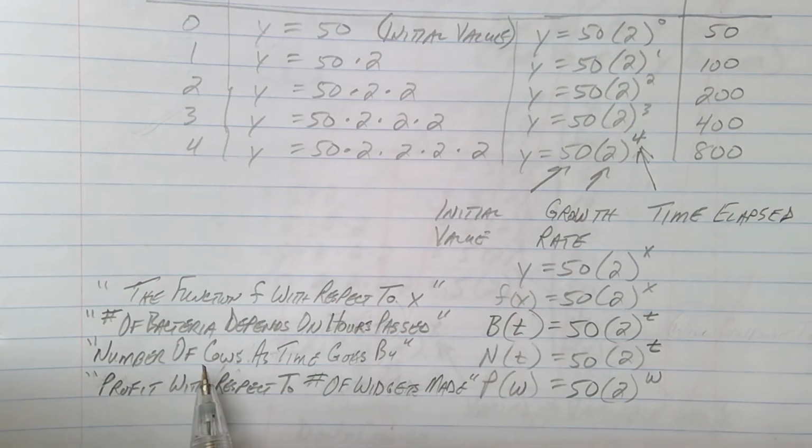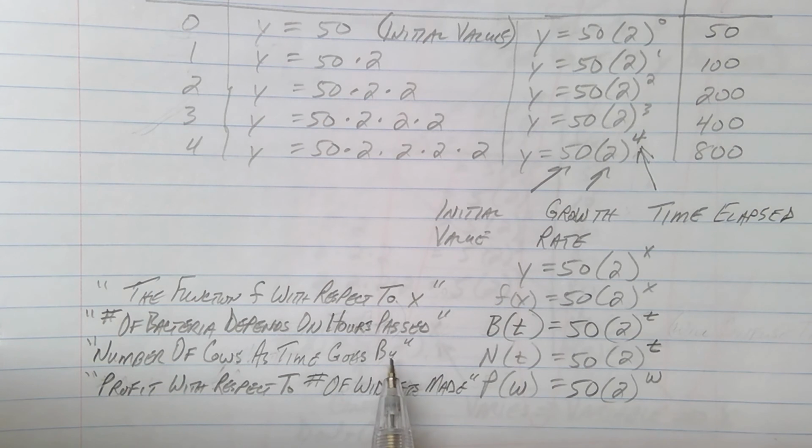I could say the number of cows as time goes by. So maybe you're measuring your herd. Maybe your herd doubles every 10 years or whatever. So the number of cows I have as the years go by, as time goes by, is calculated by starting with 50, the 50 cows I started with, and it doubled this many decades. Every decade it doubled, something like that. This would be the number of decades.